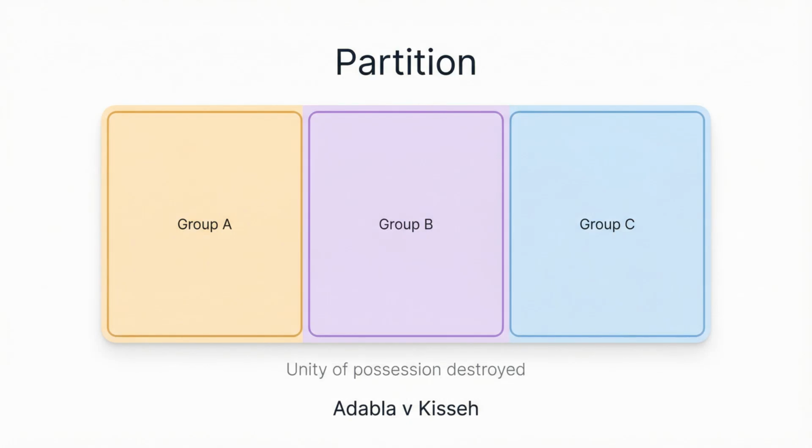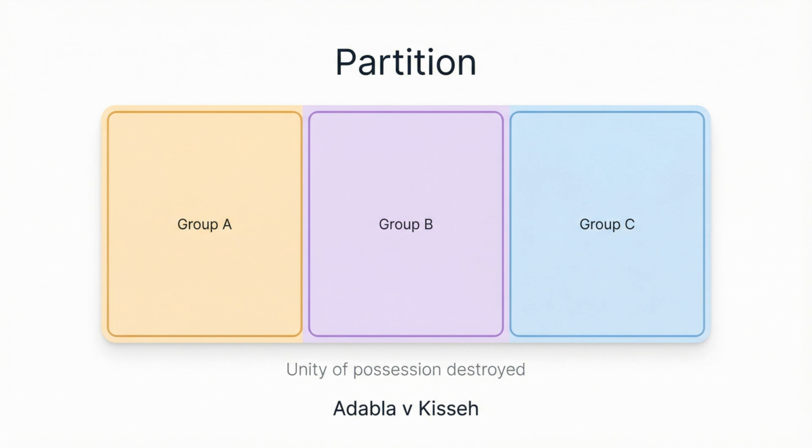Partition ends co-ownership by turning shared entitlement into separate ownership of distinct portions. Once partition happens, unity of possession is destroyed because each party is now entitled only to their allocated portion. In Adobla Vakise, the effect of partition was that each group became the absolute owner of its portion from the date of the decision.